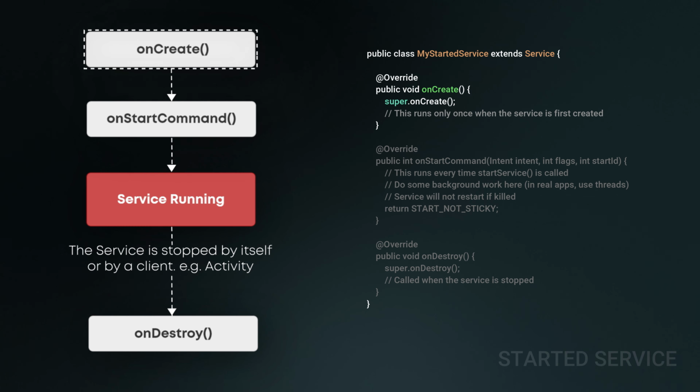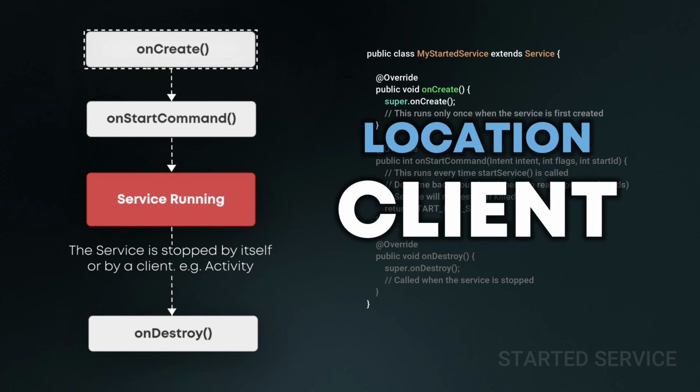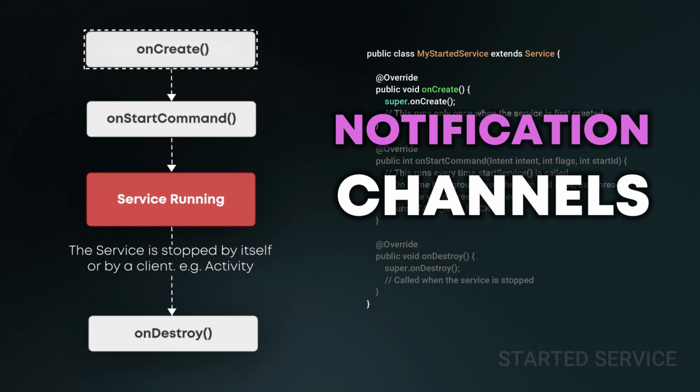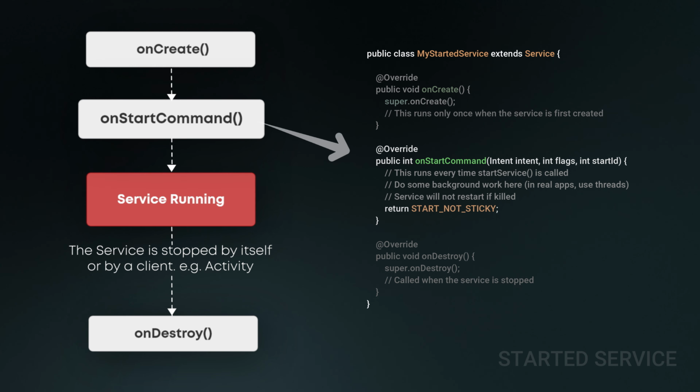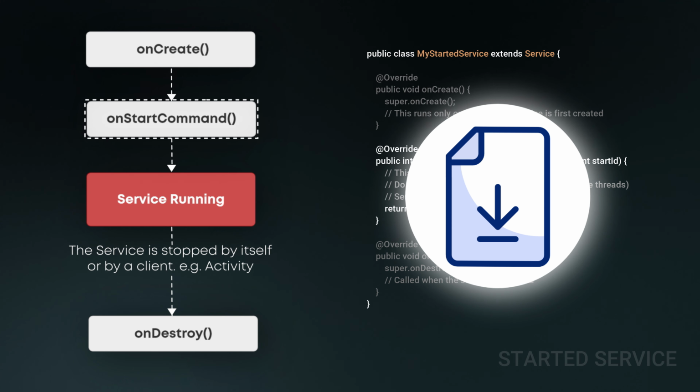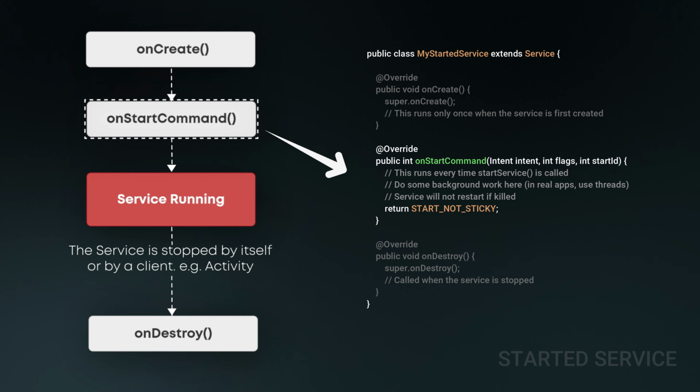You usually initialize things here, like background threads, location clients, API instances, or notification channels if you are using a foreground service. Next, the system calls onStartCommand. This is the most important method. It's where our actual background task starts. For example, downloading a file, playing music, syncing data, all of this logic goes here.